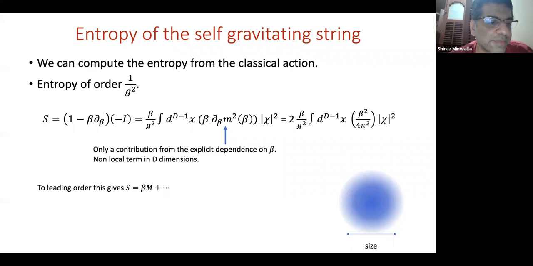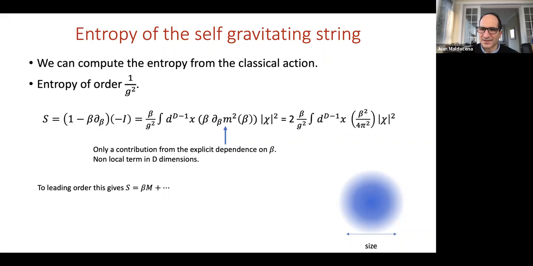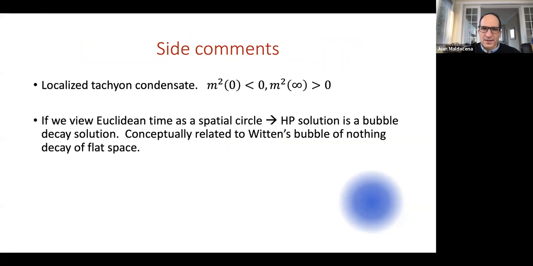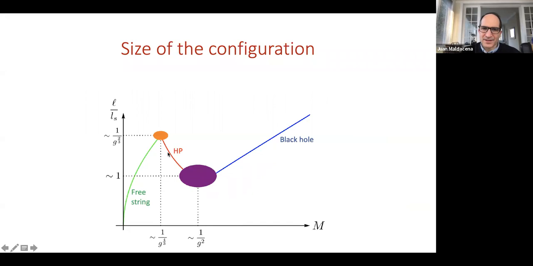Here it comes classically. Yeah, that's something that is interesting about this discussion. Once you have this classical tachyon condensate, you have this classical entropy, which is linear in the mass. It has the same form as in the free string. The solution is not the same as in the free string. I mean, some other aspects of the solution are not the same. The entropy is the same to leading order. There is a subleading correction here, which is a higher power of the mass. Other aspects, like the size, for example, are different in the free string and in this solution.